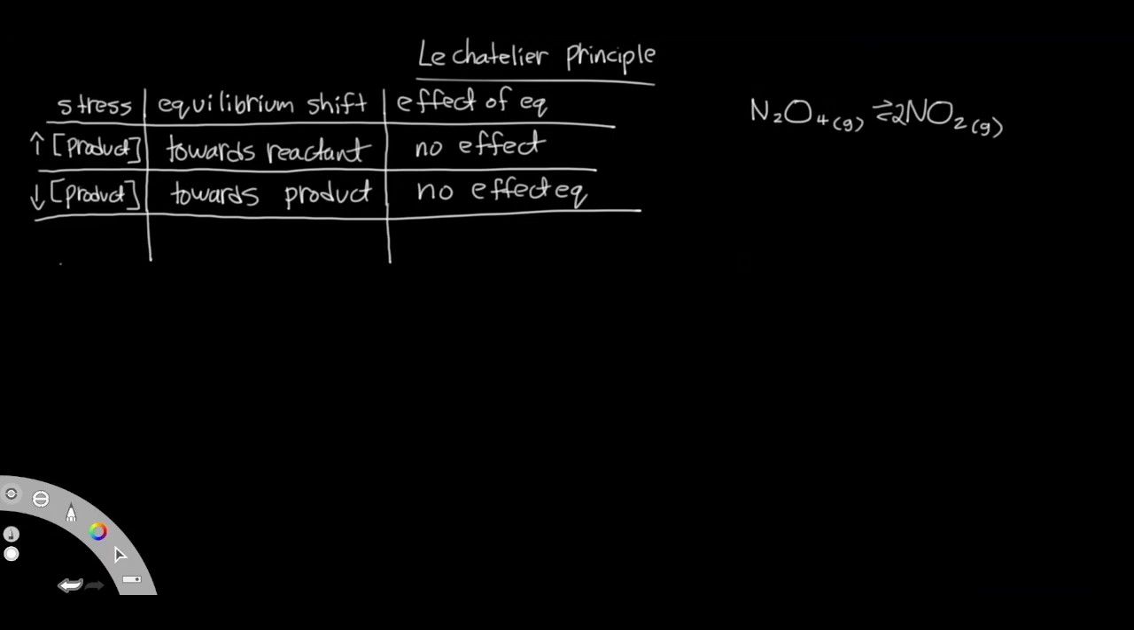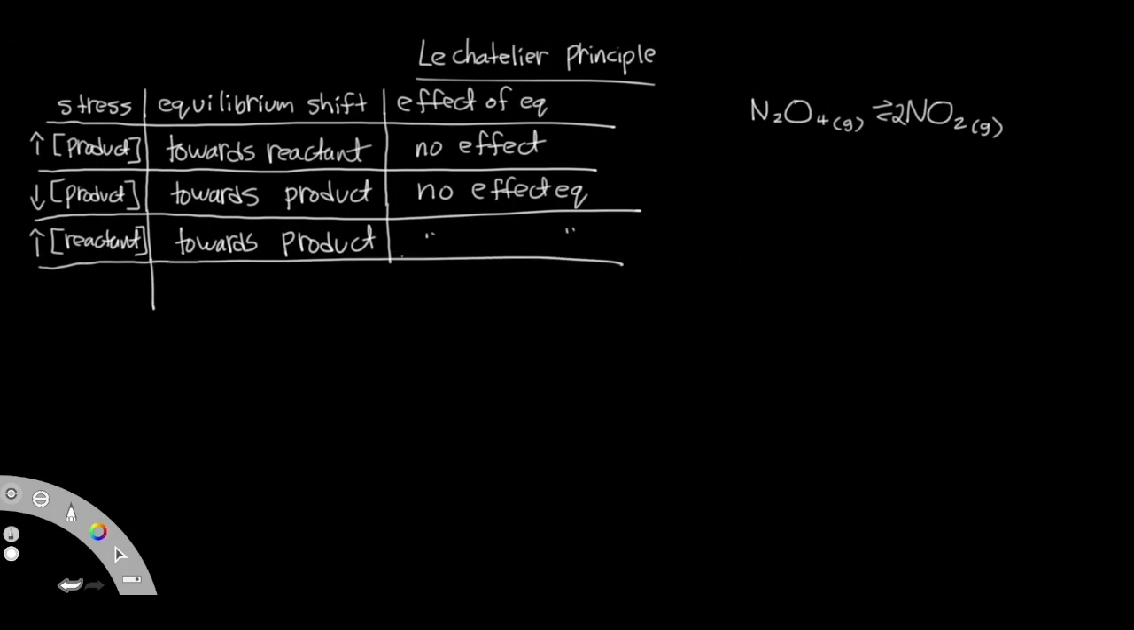So that was products. Now let's do the same thing for the reactant. So let's say we have an increase of the reactant concentration. What's going to happen? Well, of course, if you increase the reactant here, now there's too much of it. Where is that going to go in order to alleviate that stress? Of course, it's going to go towards the right, towards the product. That's the equilibrium shift, so towards product. And again, no effect on the EQ.